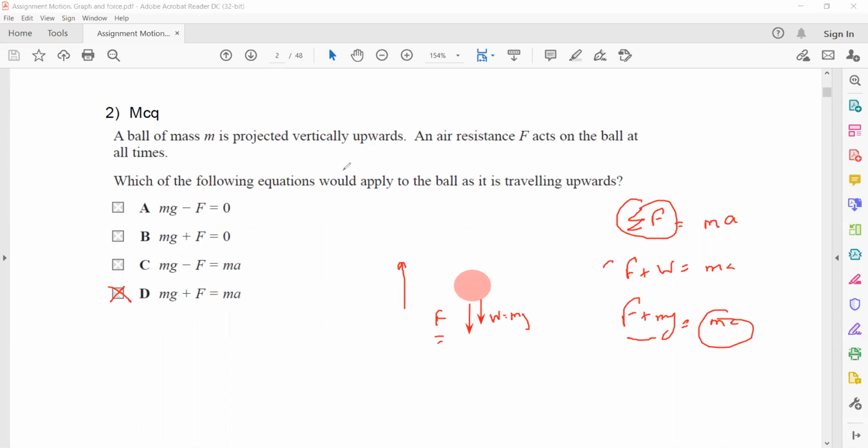As both forces are acting in the same direction, that's why we add them. If two forces were acting in opposite directions, then to get the resultant we would subtract them. Is it clear?